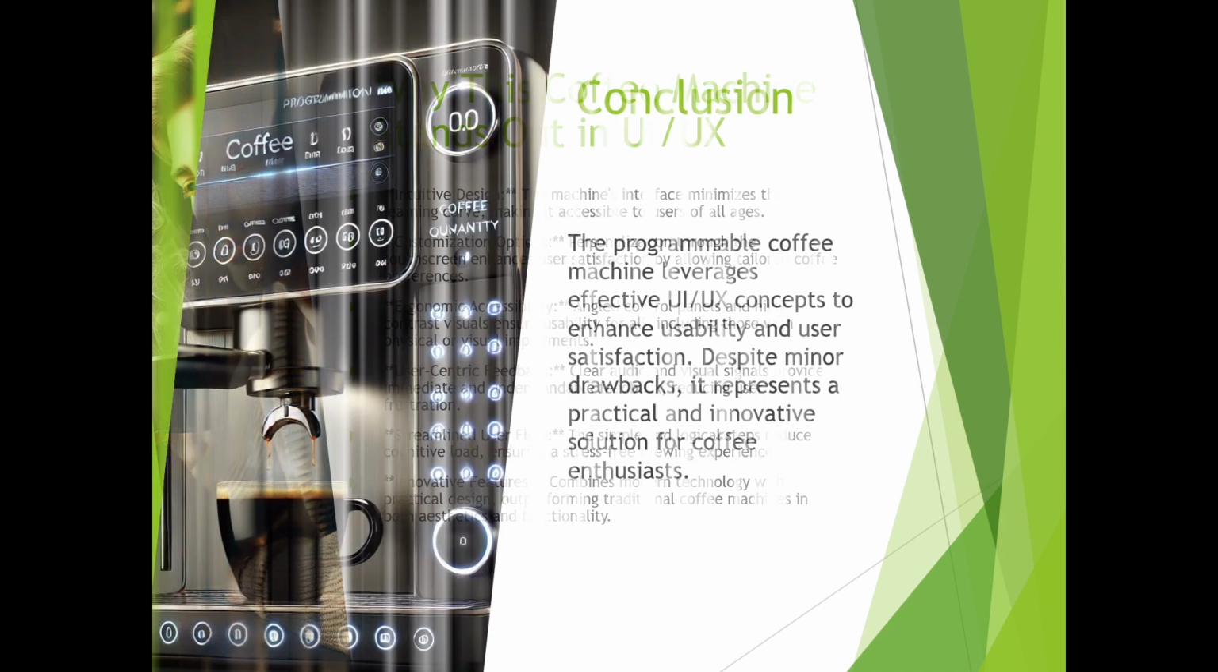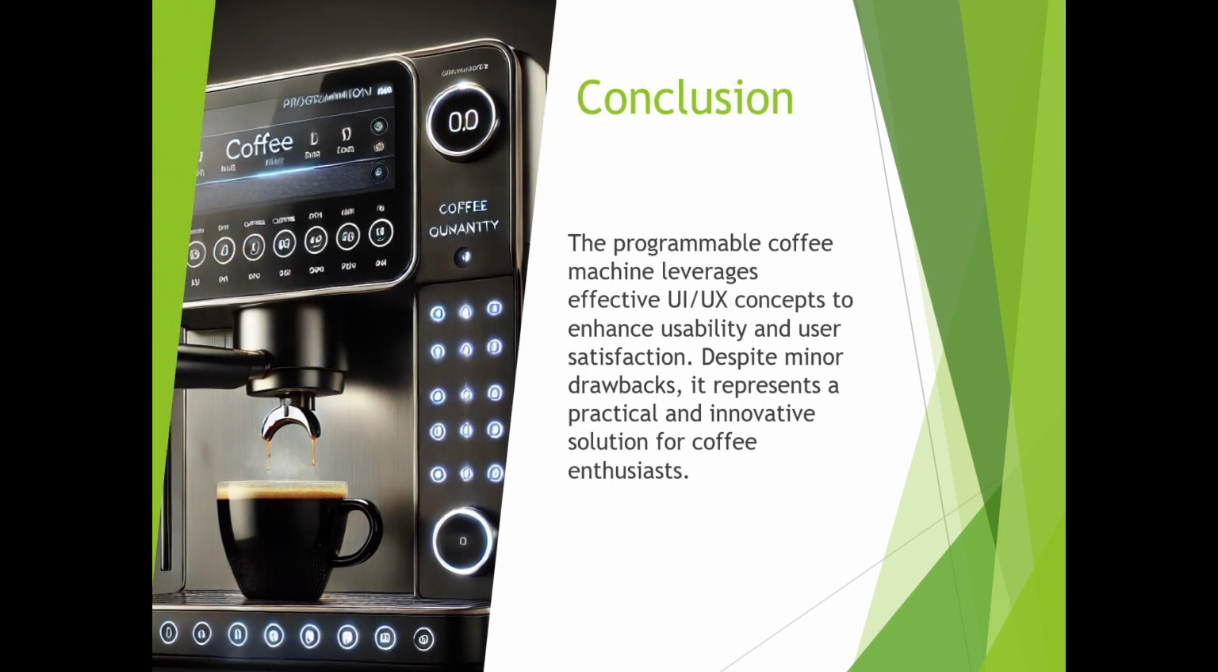In conclusion, this programmable coffee machine is a great example of how UI and UX design can improve everyday life. It's simple, customizable, and user-friendly. While there are small downsides like fingerprints on the screen, the benefits such as ease of use and great personalization are far more important. I hope this presentation has shown how much of a difference good UI and UX can make in products we use every day.